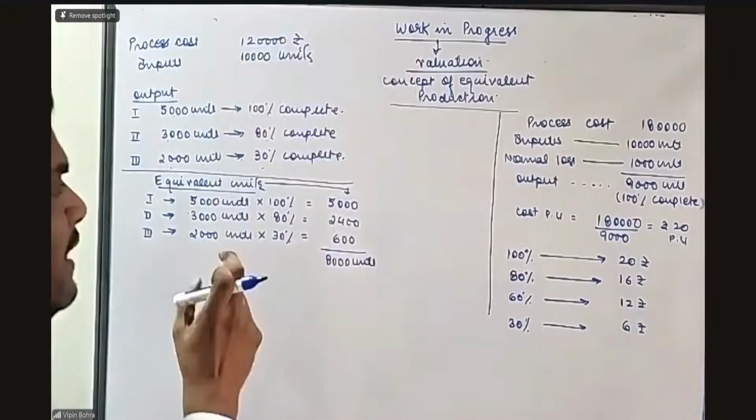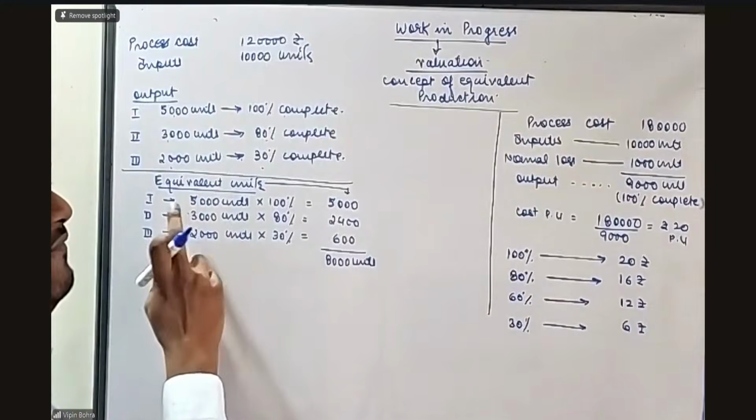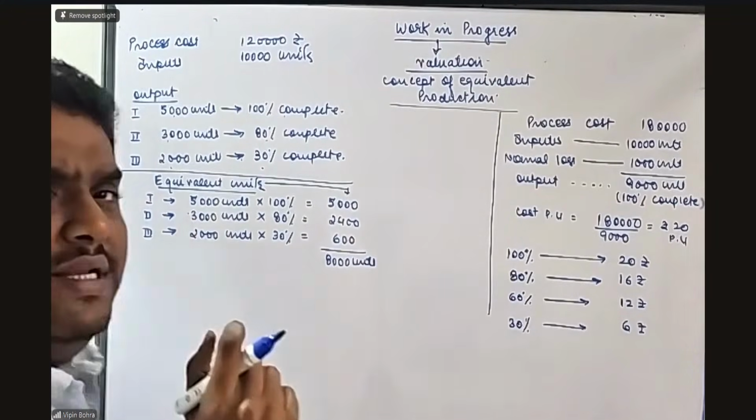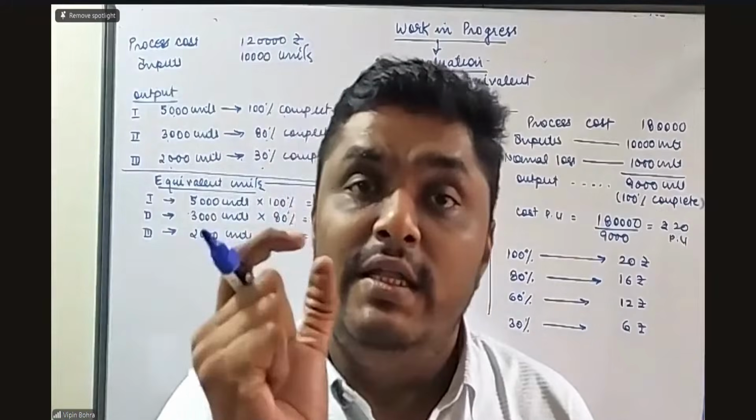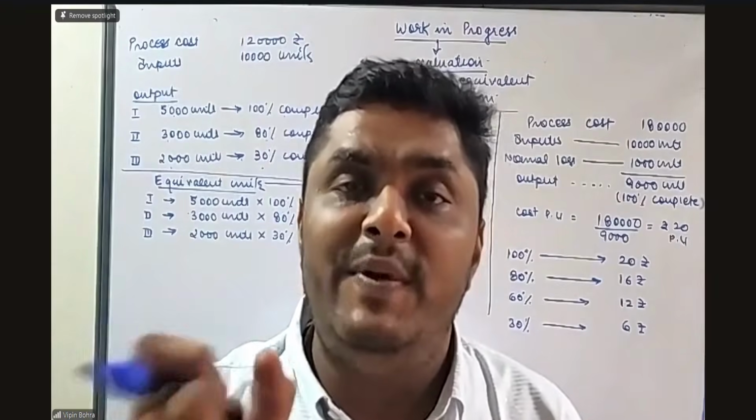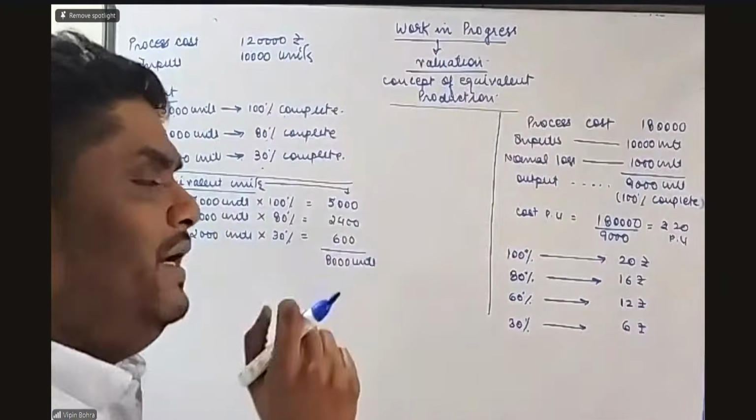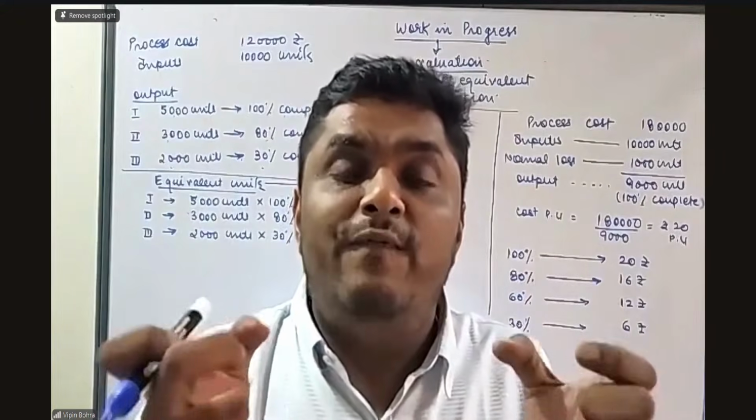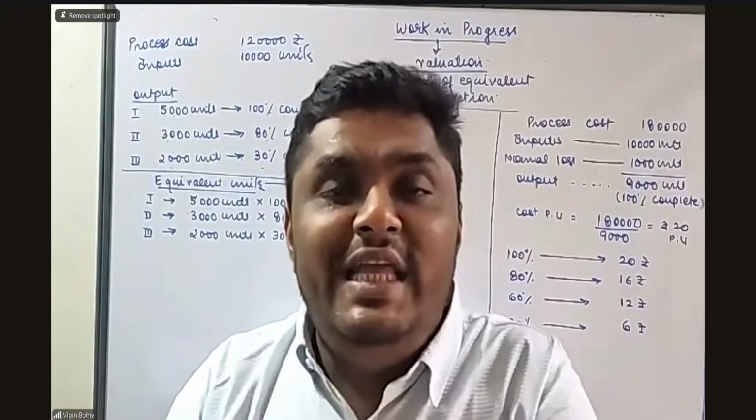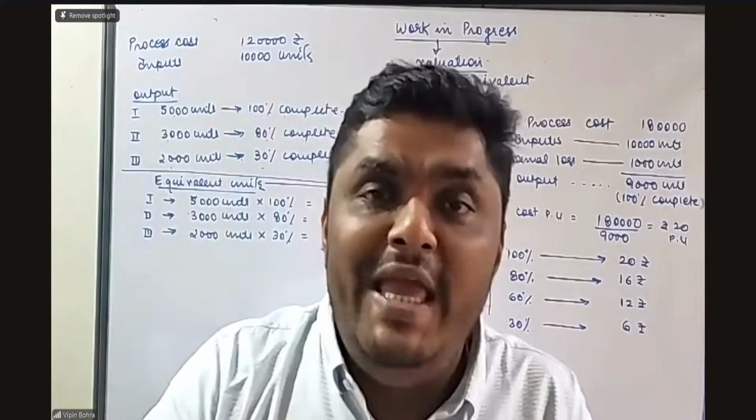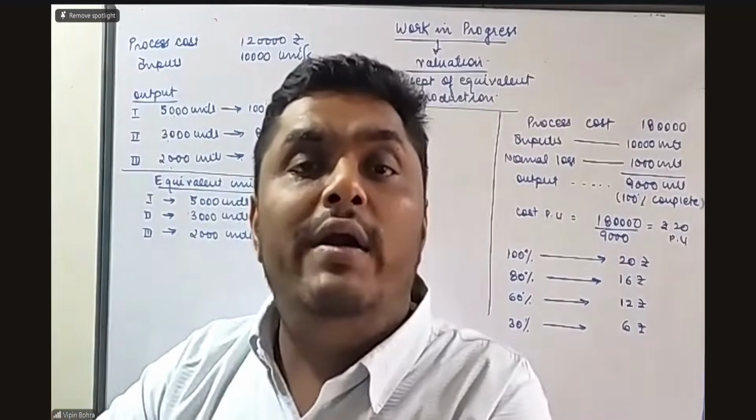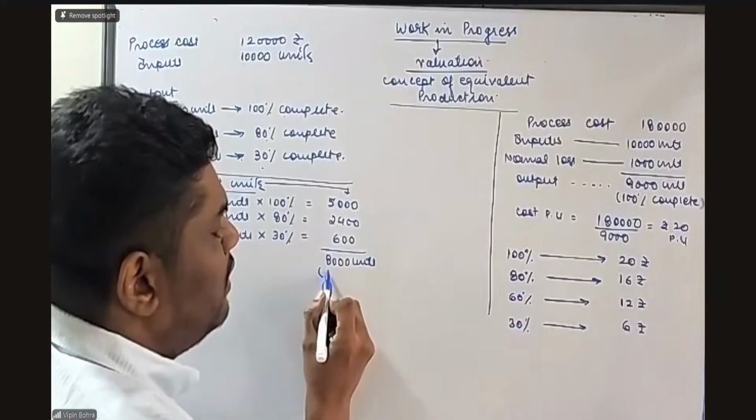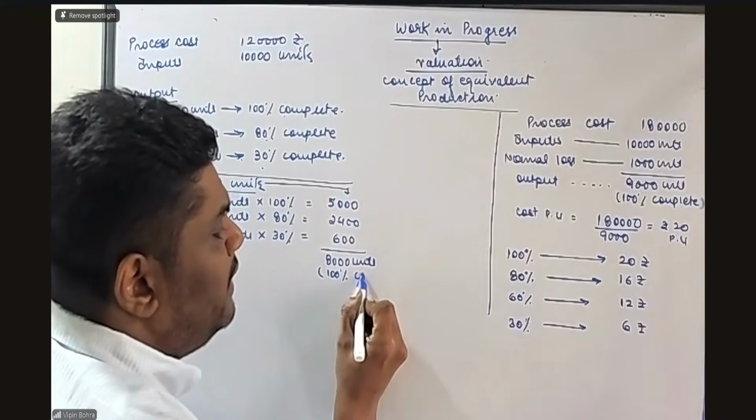It says that the first category is 100% processed, so no worries. But when talking about the second category, it says 3,000 units were 80% complete. So my equivalent units are 2,400. It means that the cost of 3,000 units that are 80% complete will be equal to 2,400 units that are 100% complete. See, these 8,000 units are 100% complete.